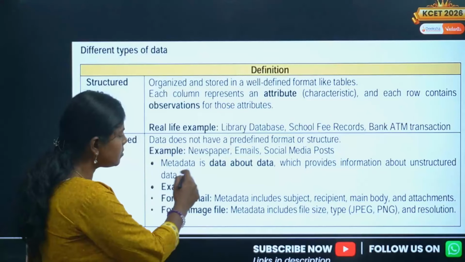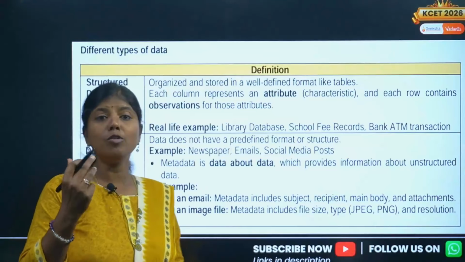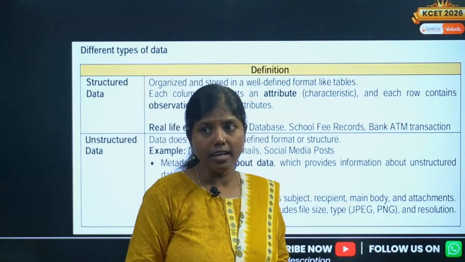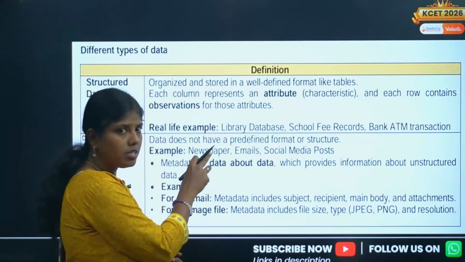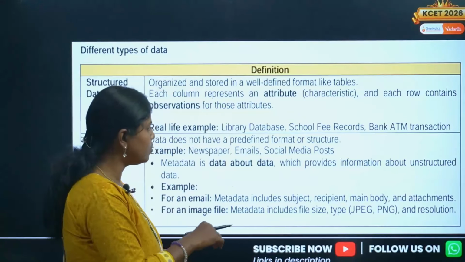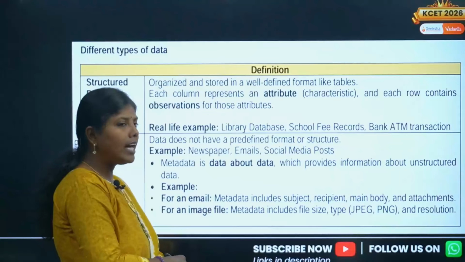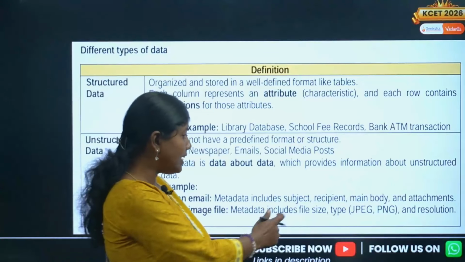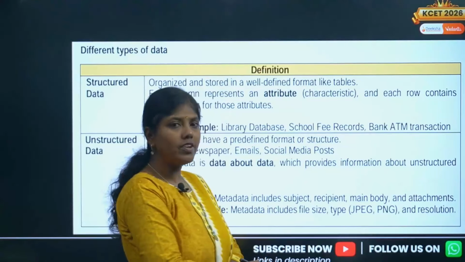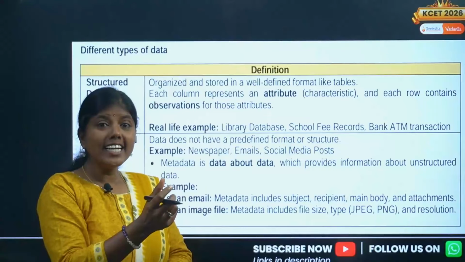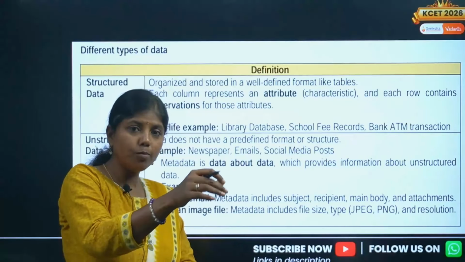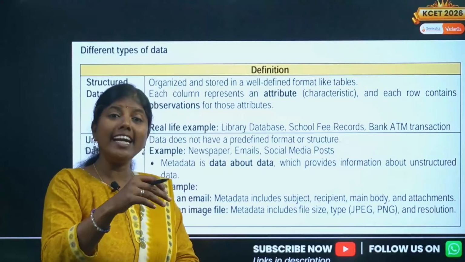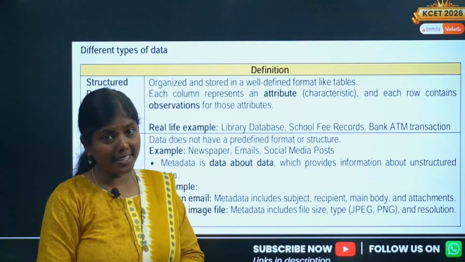So you can also see something called metadata. Data about data is called metadata. Let's take an example of email. Email they have also put under unstructured only. Don't get confused. In the case of an email, we have details like the to address, from address, subject, and main body. These are all data about data. To, from, subject, body: it is all about data, which is called metadata.